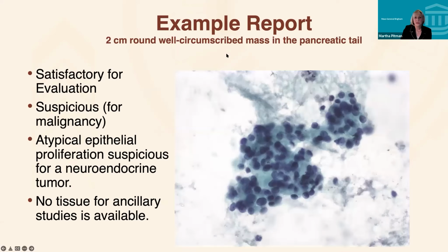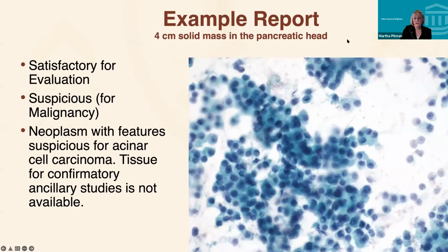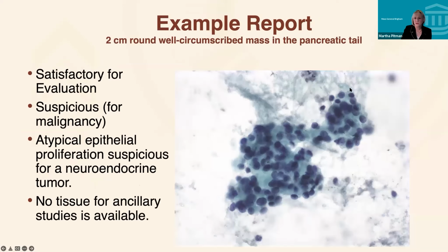So an example, a 2-centimeter round, well-circumscribed mass in the pancreatic tail may only be called suspicious for a neuroendocrine tumor because I don't have any material for ancillary tests. The differential diagnosis for something like this would be acinar cell carcinoma, even pancreatoblastoma. The likelihood that it's a neuroendocrine tumor is high, but I don't have anything to confirm it. So I put it in the suspicious for malignancy category.